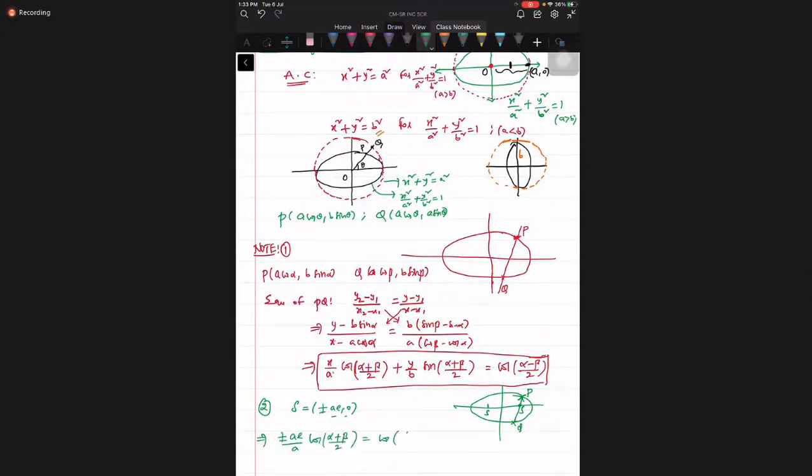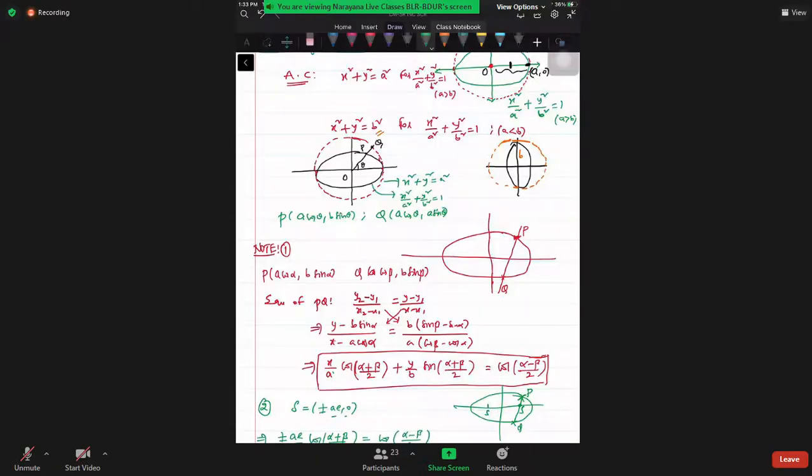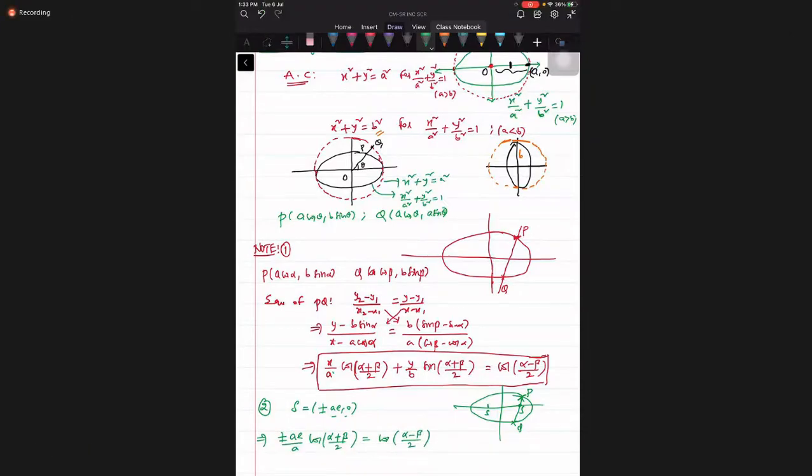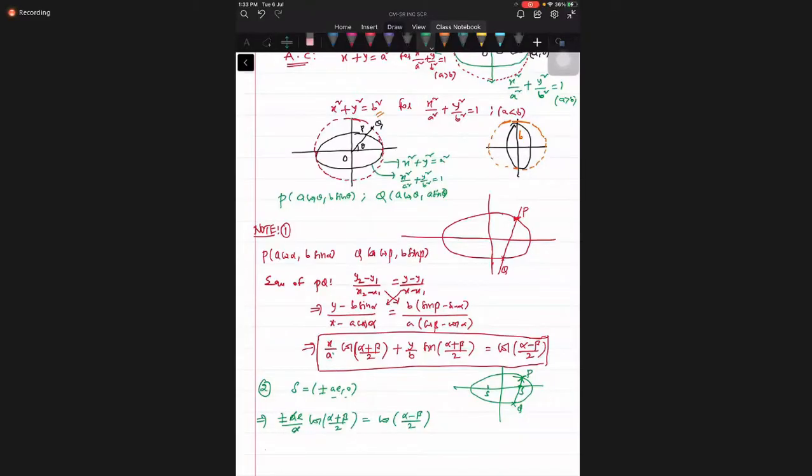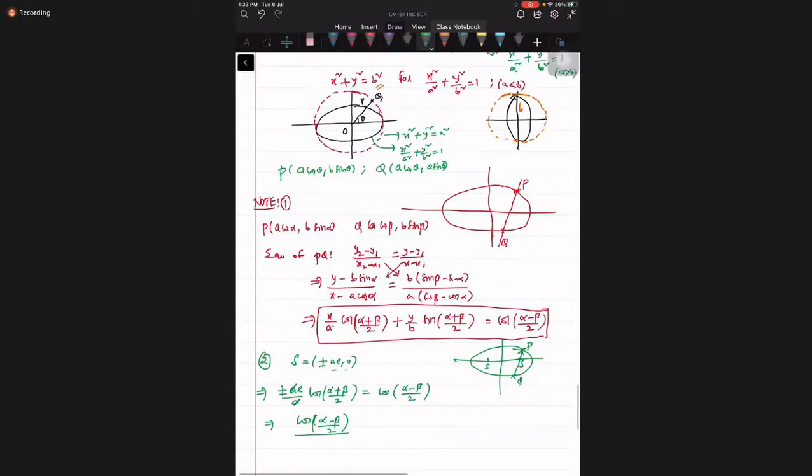Please observe. It becomes like this, right? cos((alpha minus beta)/2) divided by cos((alpha plus beta)/2) is equal to 1 by e. Sorry, e by 1. This is one more result, students. We have to mention it if they give you.